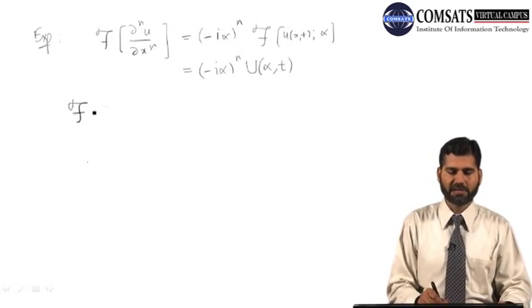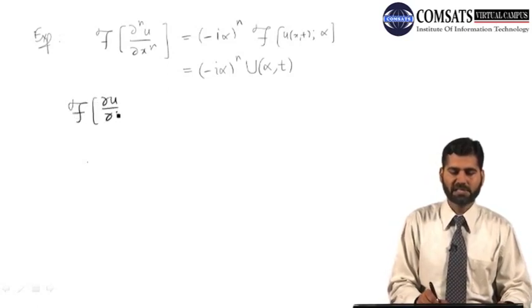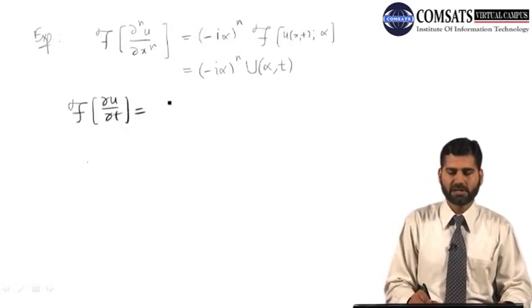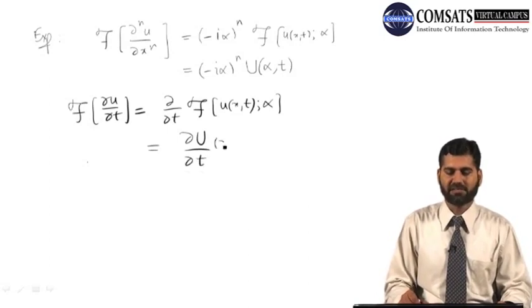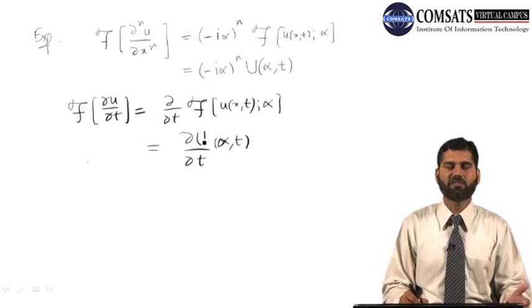And the Fourier transform of ∂u/∂t will be equal to ∂/∂t of the Fourier transform of u(x,t). Because this is not the derivative with respect to α. So this is ∂U/∂t of (α,t). All right, so this is just the derivative of the Fourier transform.